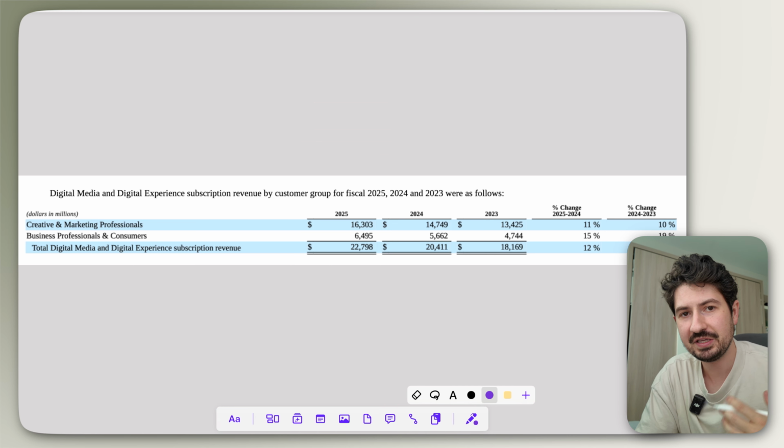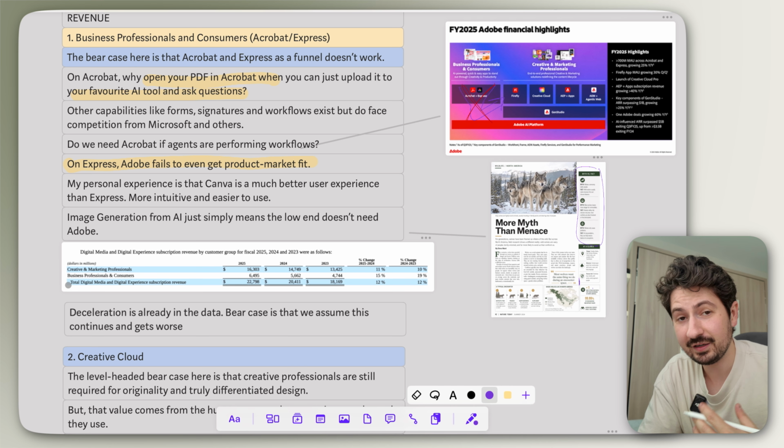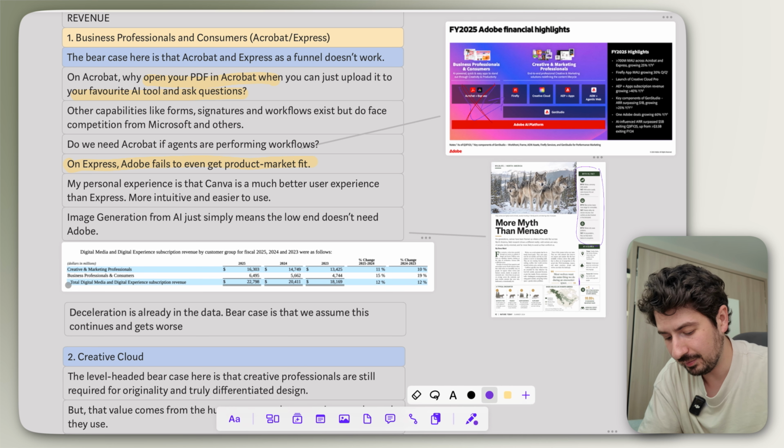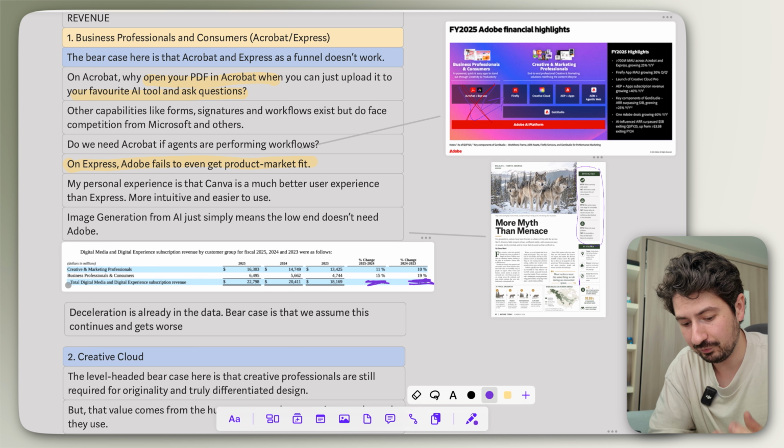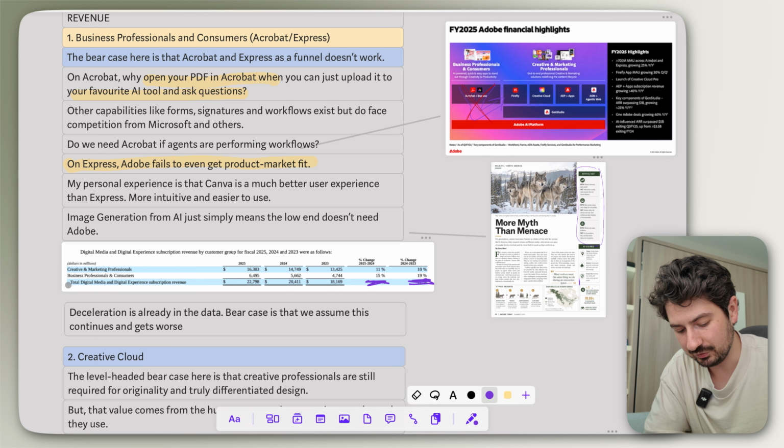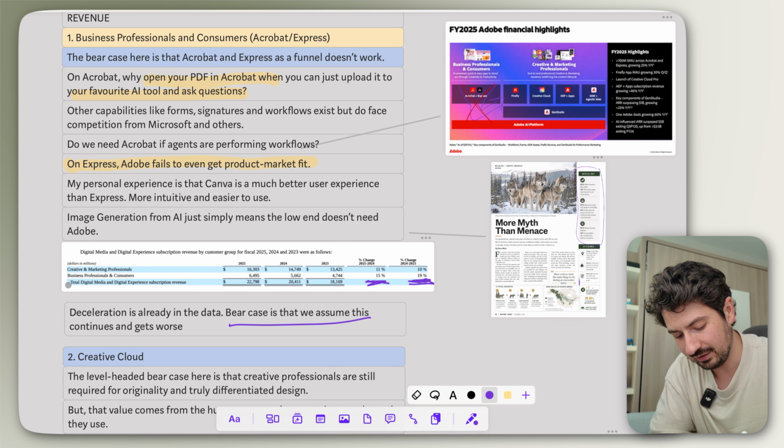and I don't feel like Express is the best option for me for what I'm looking for. And so here, because we're in the bear case, we would be expecting deceleration, and that is frankly already in the data. Remember that we dropped from 19% growth to 15% growth in FY25. So we're going to assume that this just continues and gets worse.